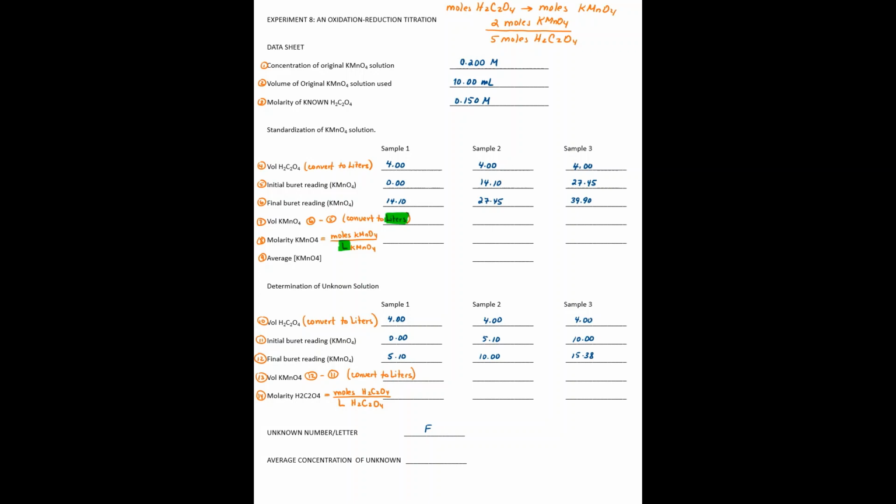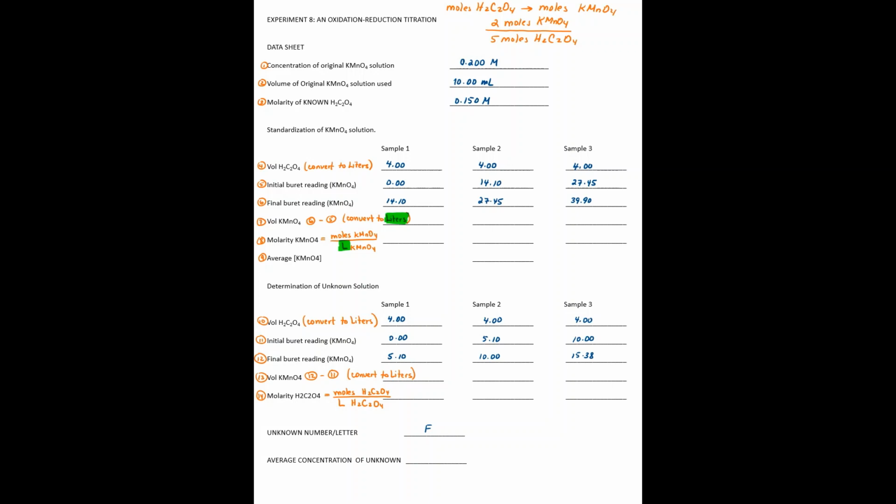Now, the tricky part is how to get the molarity of the potassium permanganate. If you're finding molarity of potassium permanganate, you want to use moles of permanganate and volume for potassium permanganate. You cannot find molarity of potassium permanganate using moles of oxalic acid or volume of oxalic acid. Everything that you're using in that equation has to correspond to potassium permanganate.